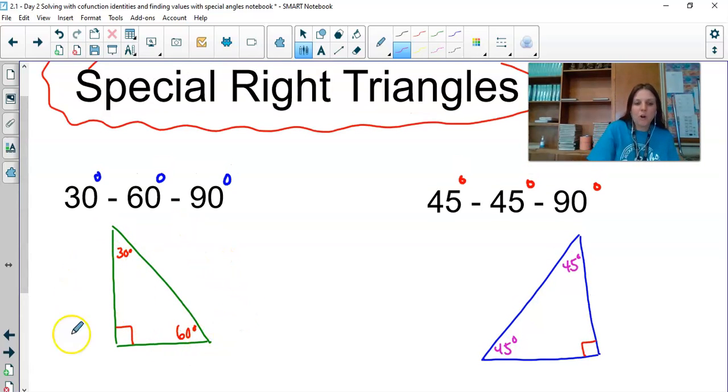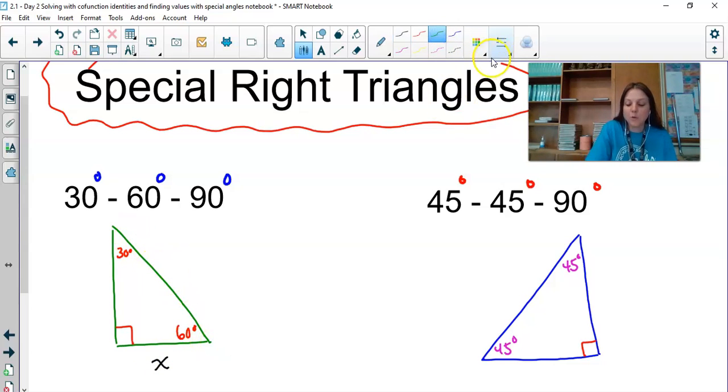In these triangles, our sides are always going to be in the following ratios. Your shortest side, the side opposite the 30-degree angle, will always be the shortest side. And what the book does is that they just use the letter X to represent your shortest side.